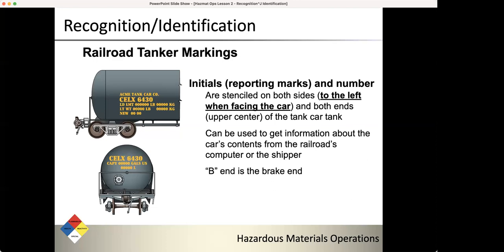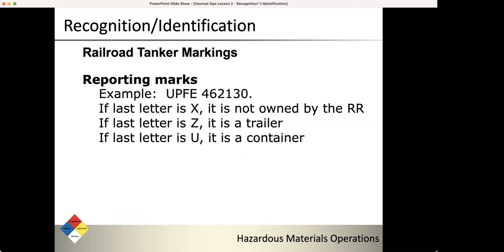There's also an app that if you're in the know, you can punch in this code right here and it will tell you what's in it. So there is a code to it.